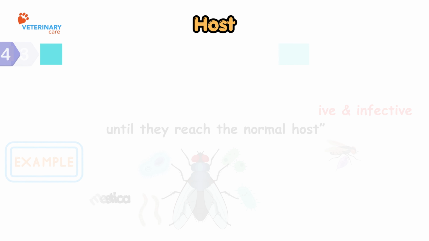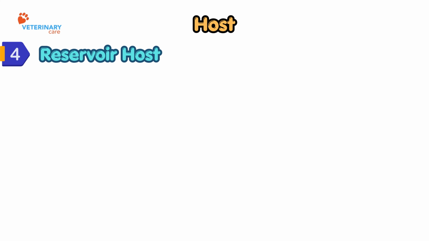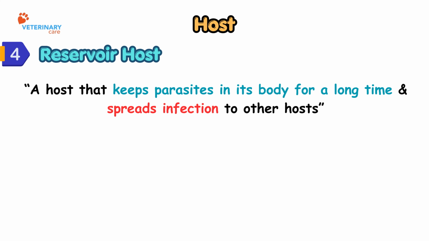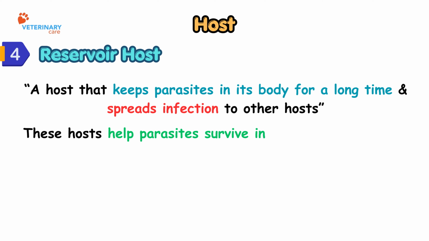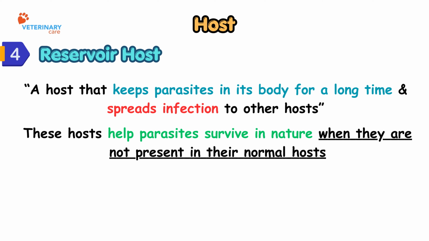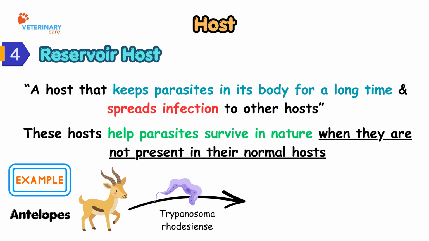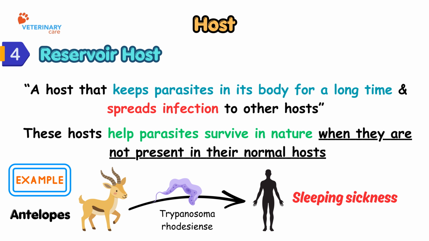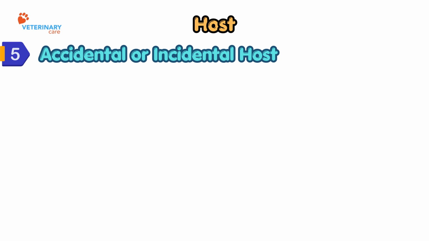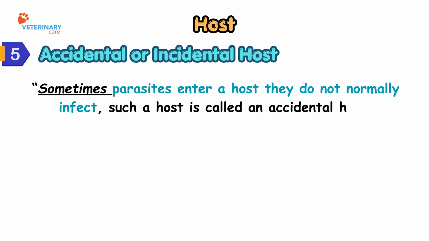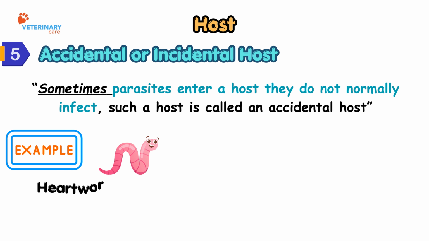Now let us discuss the reservoir host. A reservoir host is a host that keeps parasites in its body for a long time and spreads infection to other hosts. These hosts help parasites survive in nature when they are not present in their normal hosts. For example, antelopes in Africa can serve as reservoir hosts for Trypanosoma rhodesiense, the parasite responsible for sleeping sickness in humans. Another important host type is the accidental or incidental host. Sometimes parasites enter a host they do not normally infect. Such a host is called an accidental host. An example is heartworm infection in cats.